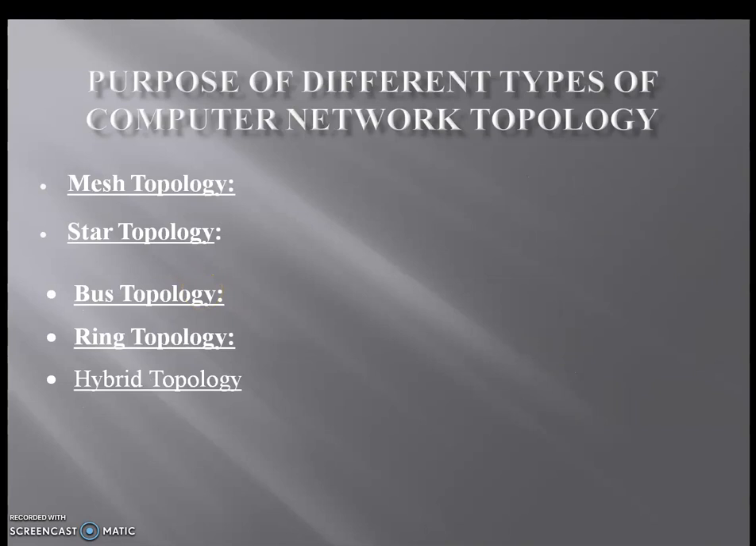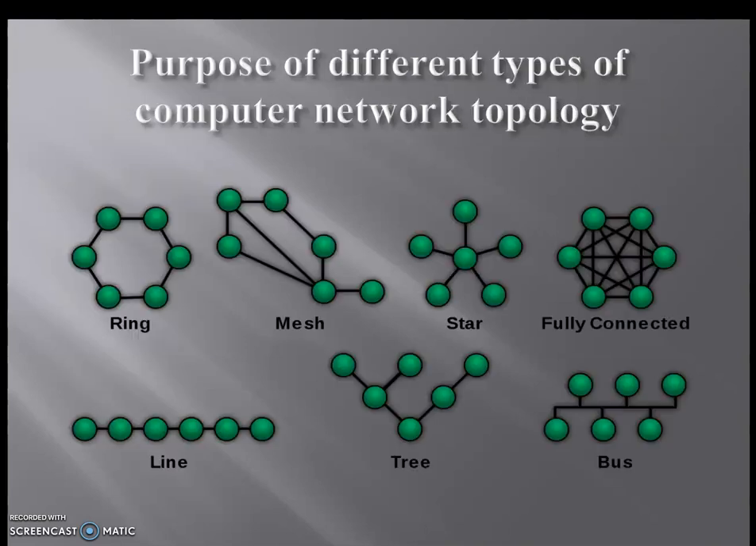Purpose of different types of computer network topology. Mesh topology, star topology, bus topology, ring topology, hybrid topology. Purpose of different types of computer network topology. Ring, mesh, star, fully connected, line, tree, bus.